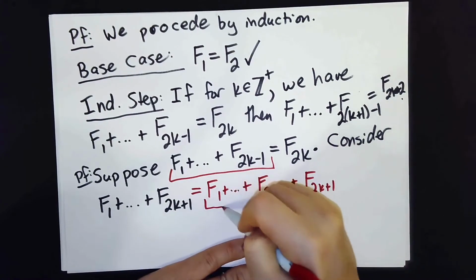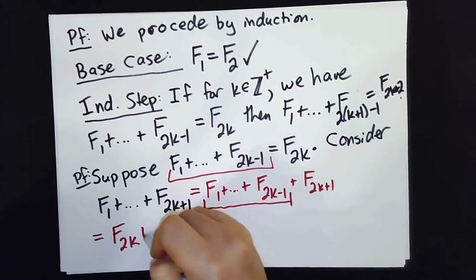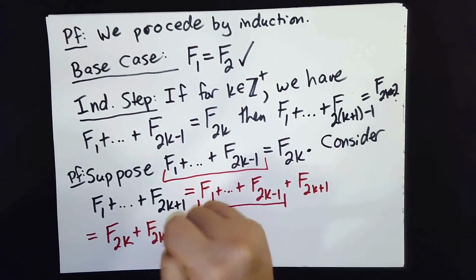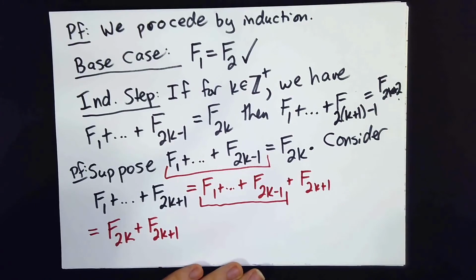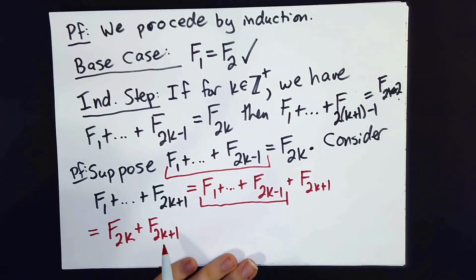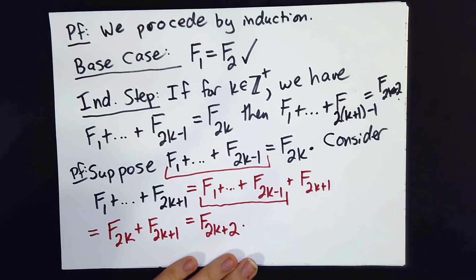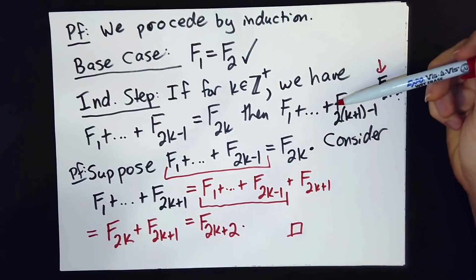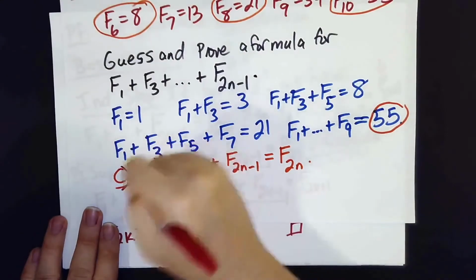And so by our assumption, this sum of the odd-numbered Fibonacci numbers up to 2k minus 1 is the 2k Fibonacci number. But, beautifully, what do you get if you add the 2k Fibonacci number to the 2k plus first Fibonacci number? Well, these are consecutive Fibonacci numbers, so if you add them together, you just, by the definition of Fibonacci numbers, get the next one, which is f sub 2k plus 2. And that just so happens to be the thing we are trying to prove. So that proves the inductive step, which completes our proof by induction, which turns our conjecture into a proposition.